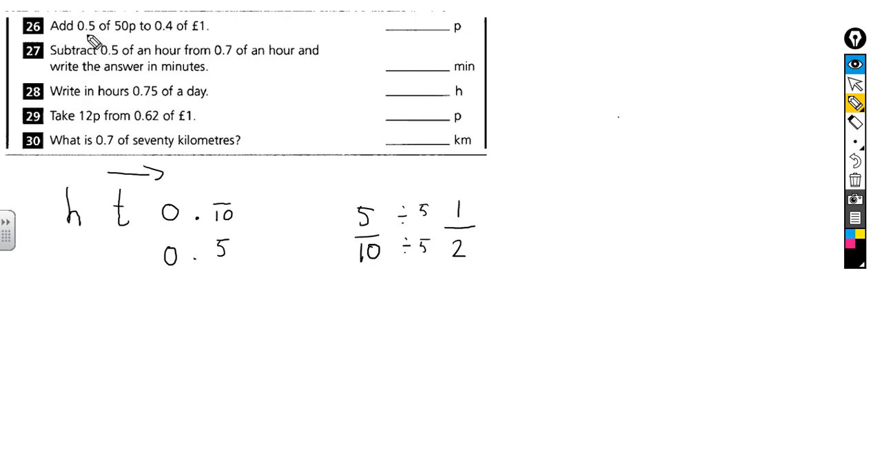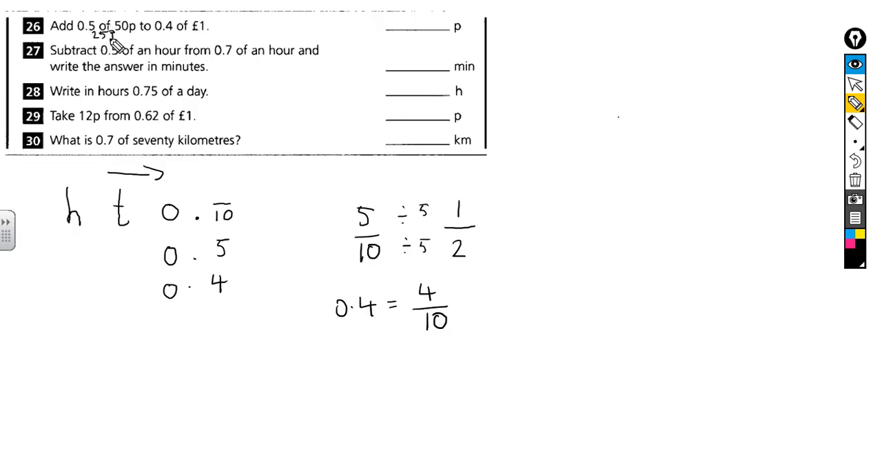All right, so if we replace this 0.5 and say add 1/2 of 50p, well, what's 1/2 of 50p? Well, 1/2 of 50p is 25p. And then it's saying, add that to 0.4 of £1. Well, what's 0.4? 0.4 is 4 tenths. So 0.4 equals 4 tenths.